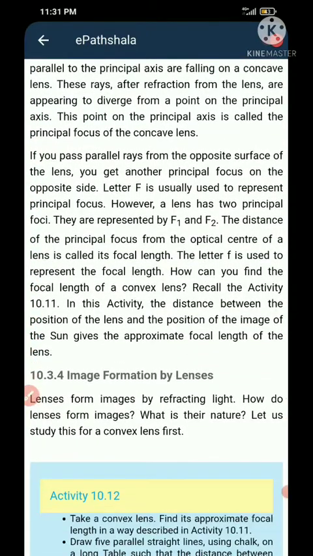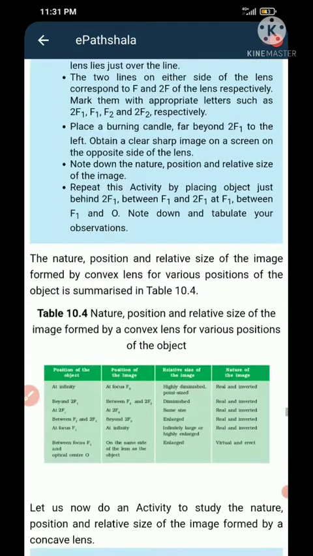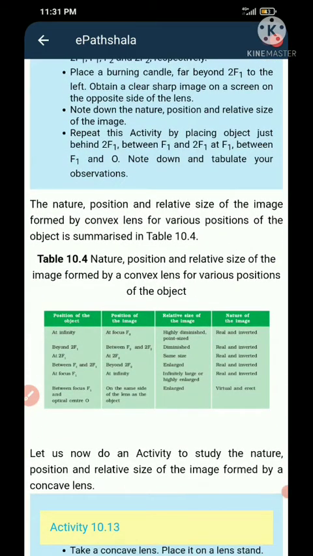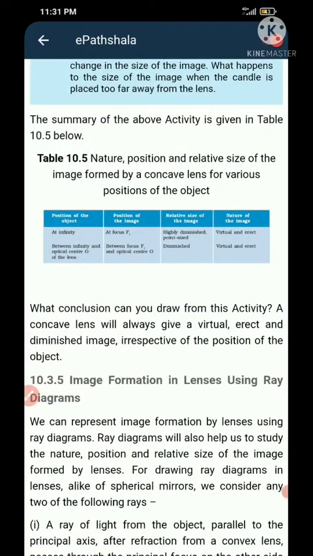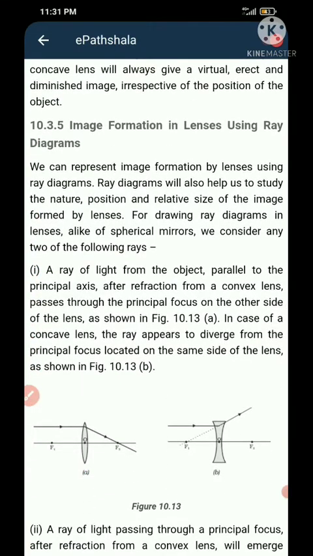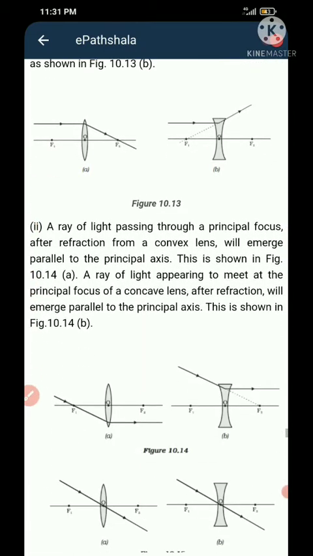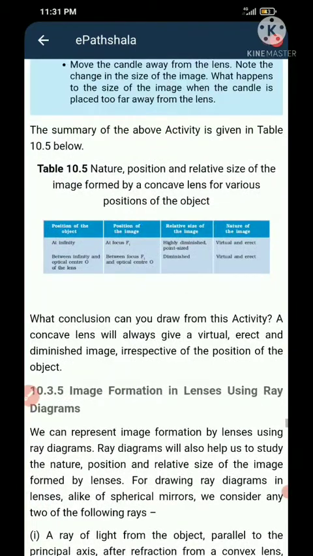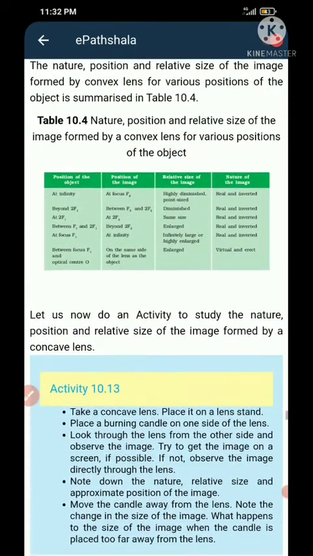Image formation by lenses. So also we have to learn some basic rules. Where are F1, F2, 2F1 and 2F2 found? What is the center of curvature? And here, what is the optical center? These things overlap with reflection also. So be careful and learn the basic things.